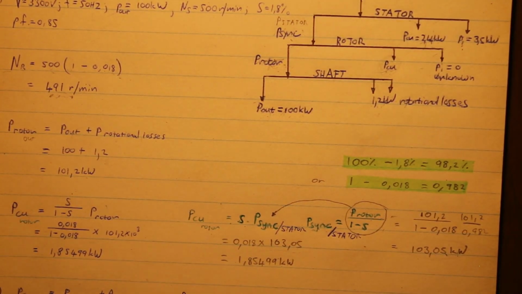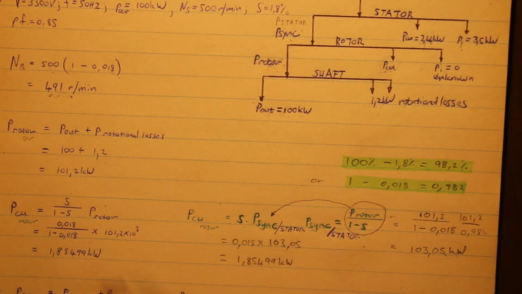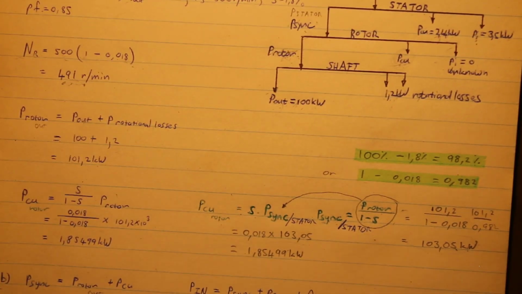Another way you can do this, you can combine these two formulas together. So you can substitute the P rotor over 1 minus S into this here, and then you'll get this formula, and then you can just plug everything straight into that and just get the copper loss of the rotor in one go. All right, so that's the first part of the answer done.